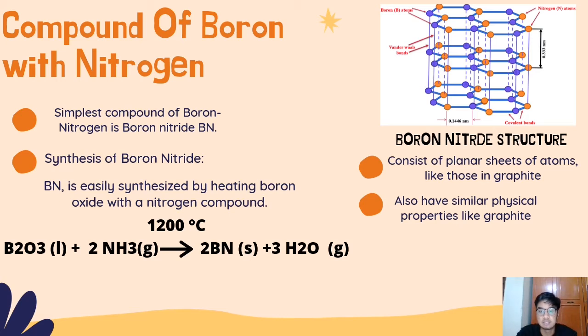This is a picture of the layered boron nitride structure. Boron nitride can exist in various crystalline forms. Here is one of the forms, which is layered boron nitride. It consists of planar sheets of atoms like those in graphite, and also has similar physical properties to graphite. It is very similar to graphite, but it also has differences. I will talk about that in the next slide.